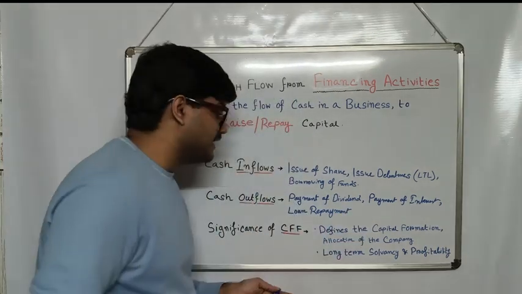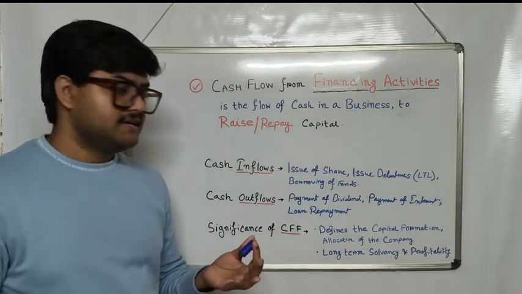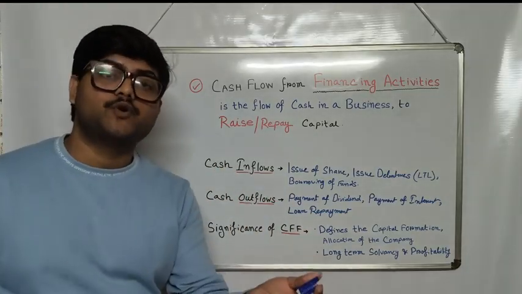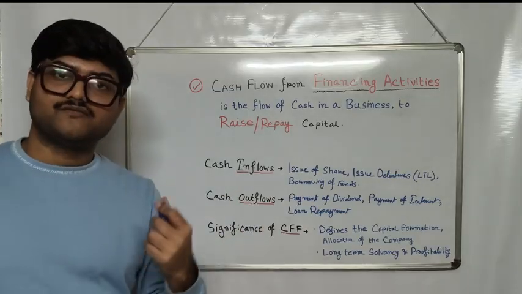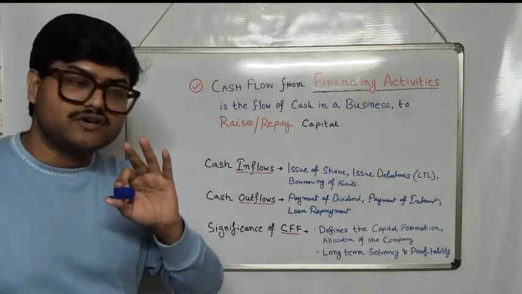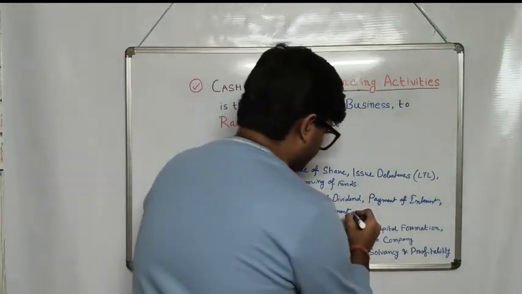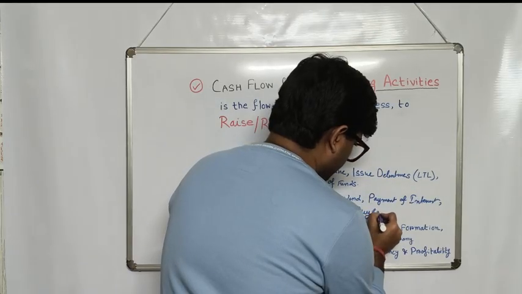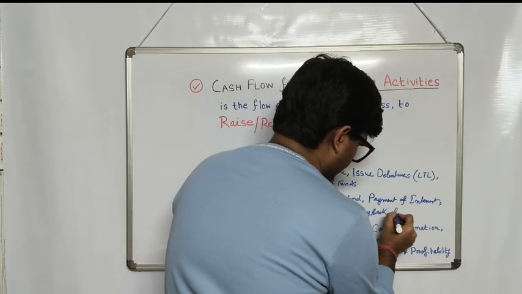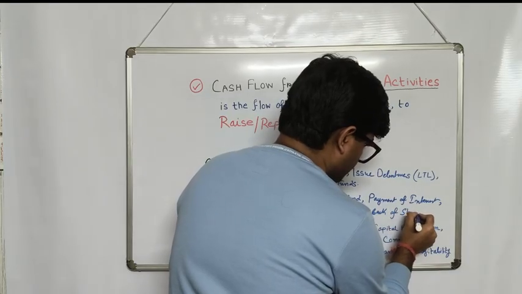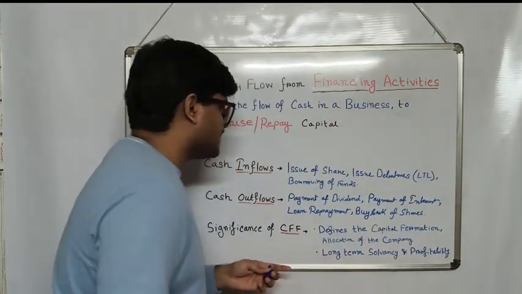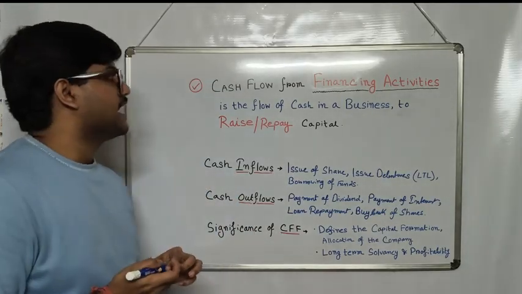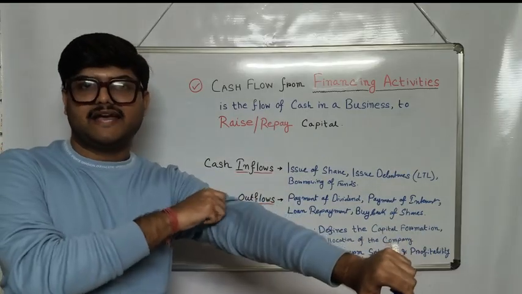Okay, and finally the shares of this company that have been brought back, that is the buyback of shares, that will also be considered in the outflows. Okay, so buyback of shares. So these are the inflows and outflows that are part of cash flow from financing activities.